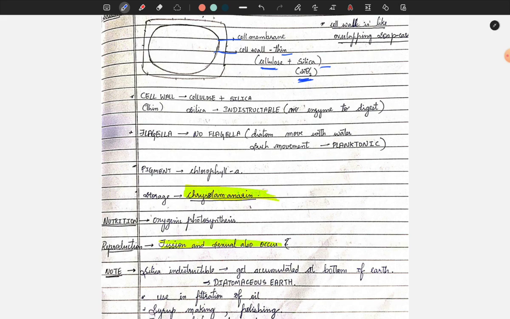Listen carefully once again. The cell wall is made up of cellulose and silica, and silica is a substance which is indestructible. It is not destructible at all, because no enzyme is able to digest it. There is no flagella in chrysophytes. As a result, diatoms cannot move in water, and such movement is called planktonic movement.